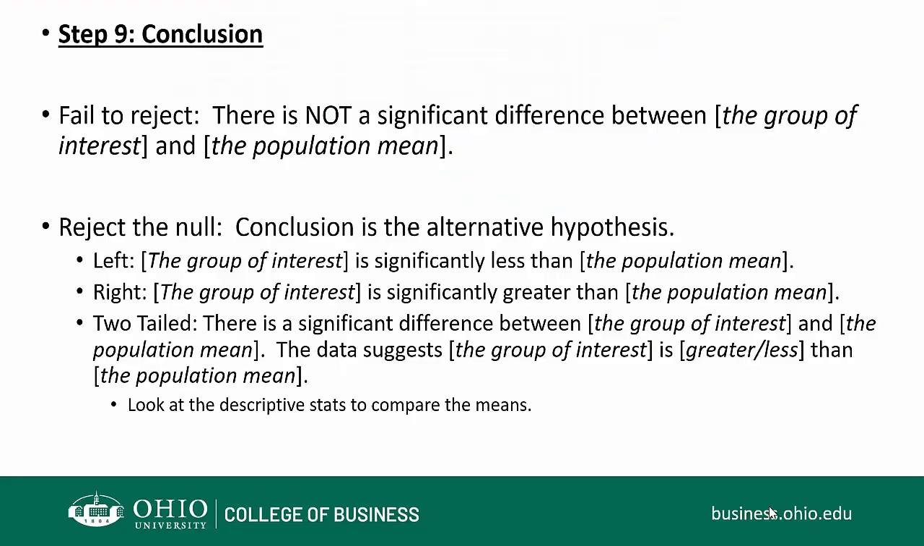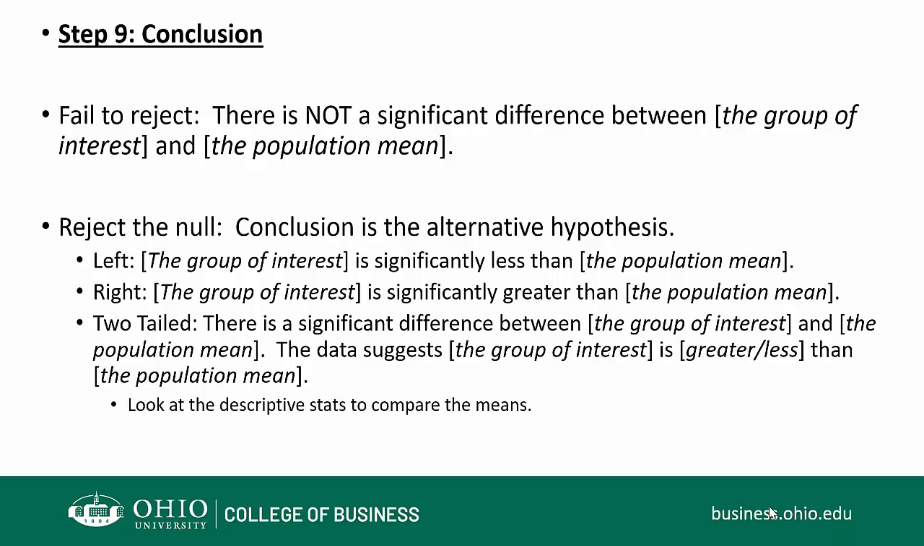When you reject the null hypothesis, your conclusion is the alternative hypothesis. So for a two-tailed test, really the only conclusion that we can draw is that there's a significant difference. However, in practice, typically what people do is they expand on the conclusion and they talk about the direction of the difference. So they talk about which group is greater, which group's mean was less.